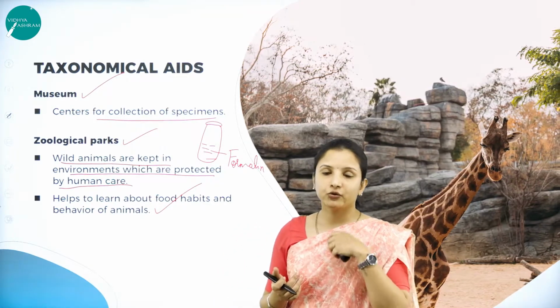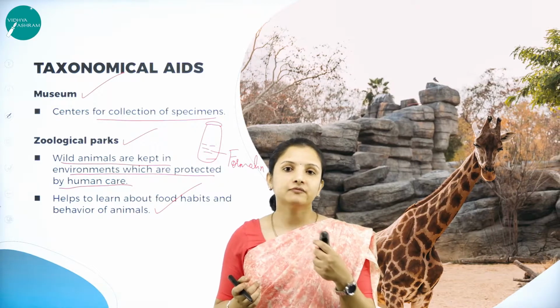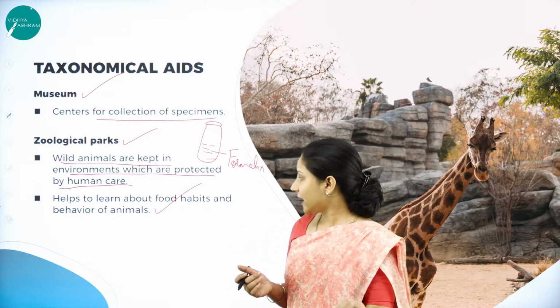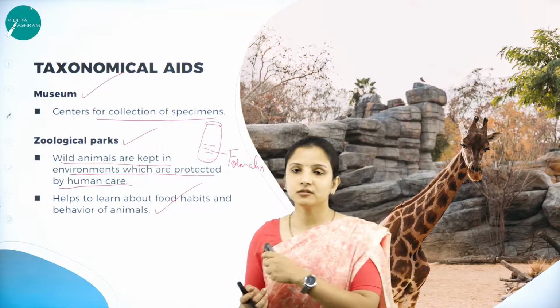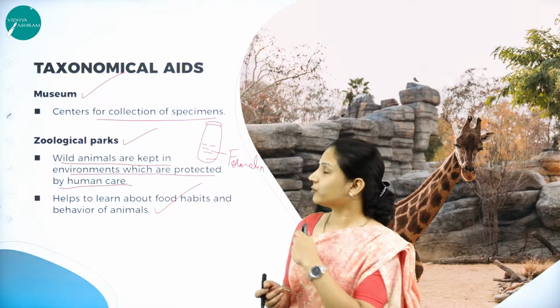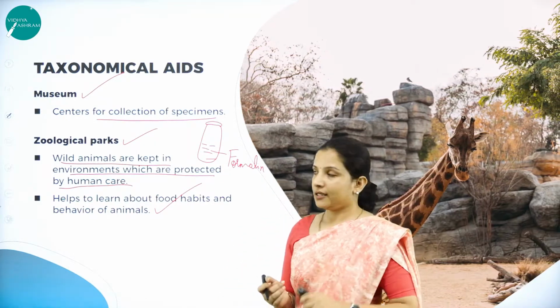Different kinds of animals you can see and you can enjoy, as well as you can study about their food habits and the behavior of the animals in the zoological park. So this is also one of the best taxonomical aids.